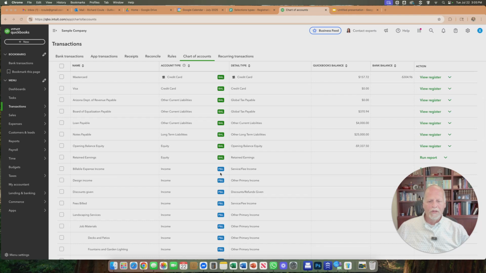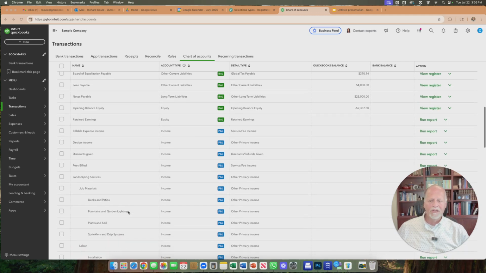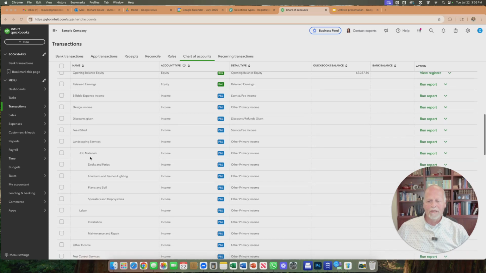Now I want to go down here to the ones that are going to show up on the profit and loss statement. We have billable expenses, design income, discount given, fees billed, landscaping services. And so you can see this particular sample company even breaks down landscaping services into 2 subcategories, job materials and labor. And then they break their job materials down into 4 subcategories: decks and patios, fountains, plants and soil, sprinklers and drip systems.